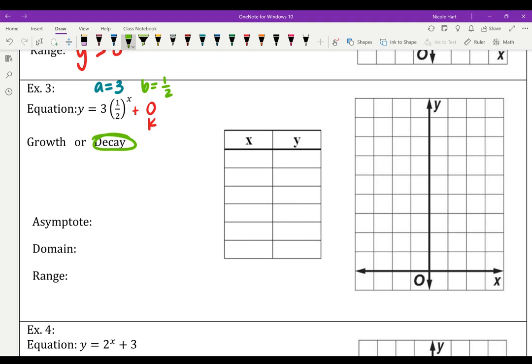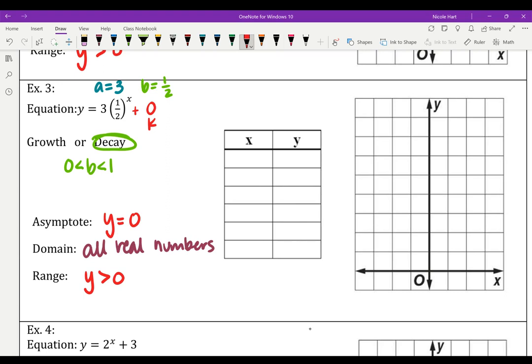Because our B is 1/2, this is going to be a decay. It's between 0 and 1, so it has to be a decay. And since we don't have a K being added on, our horizontal asymptote is y equals 0. You can also go ahead and note our domain is going to be all real numbers, which is true every time. And based off of that horizontal asymptote, our range is going to be y is greater than 0.